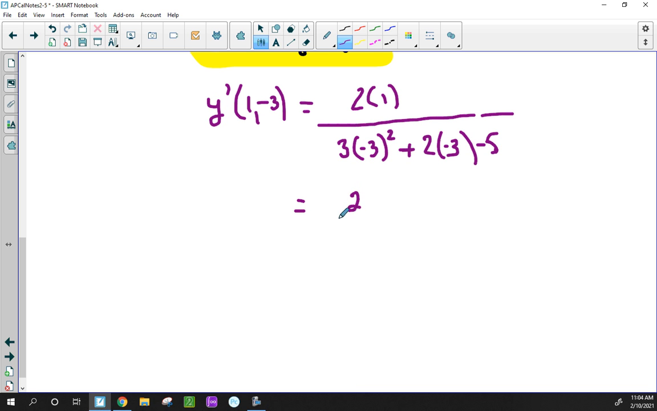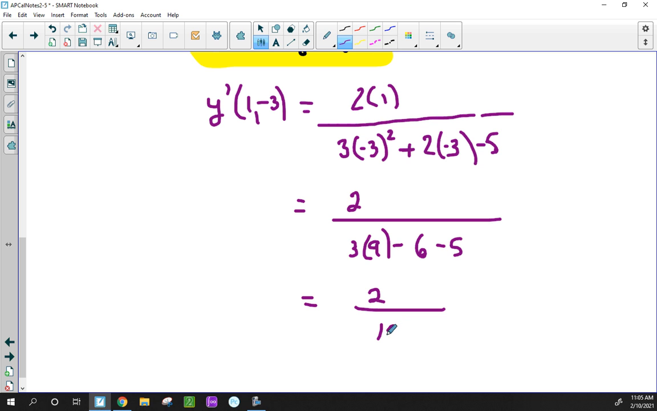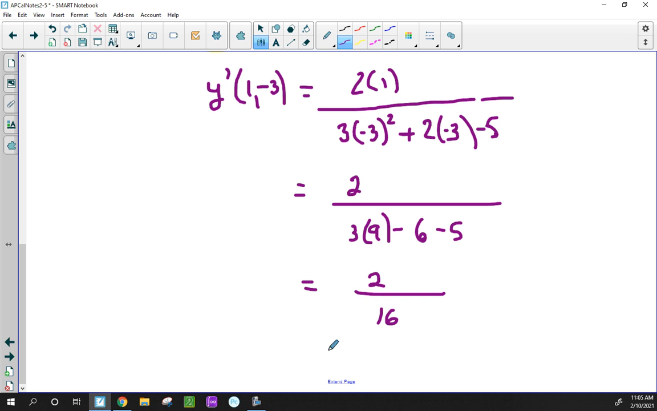So the top's 2. Negative 3 squared is 9. 3 times 9 is 27. 2 times negative 3 is just negative 6. And then drop my negative 5 down. So 27 minus 6 is 21. 21 minus 5 is 16. And so when you reduce that, of course, 1/8.